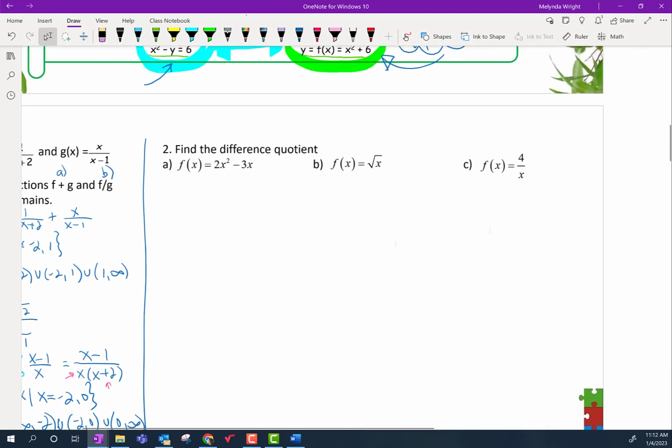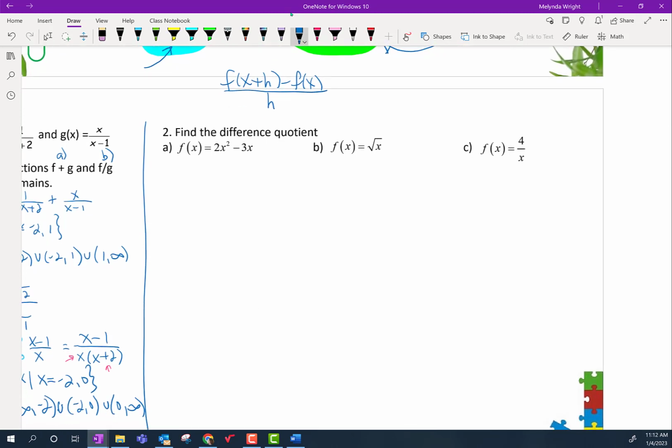First off, let me write the formula up here for you. The formula is f of x plus h minus f of x, over h. That's the formula for the difference quotient. So the first thing we need to do is use the difference quotient formula to rewrite what we're doing here. Let's take a look at A. First up, this is a polynomial.